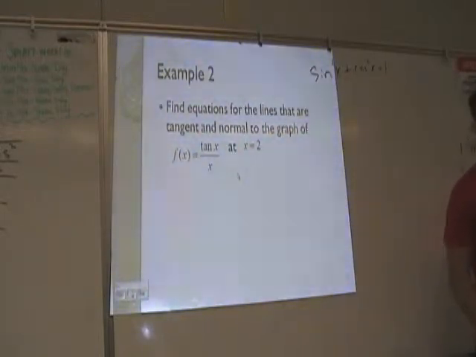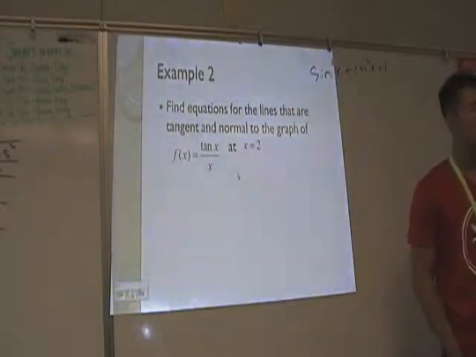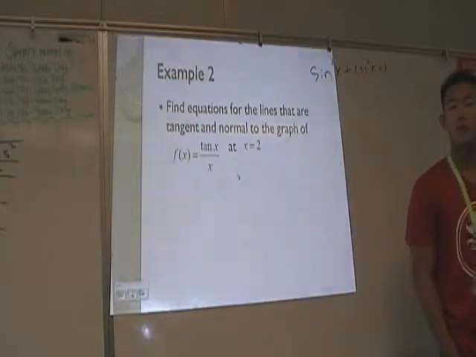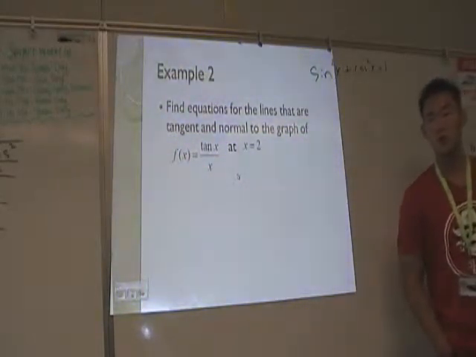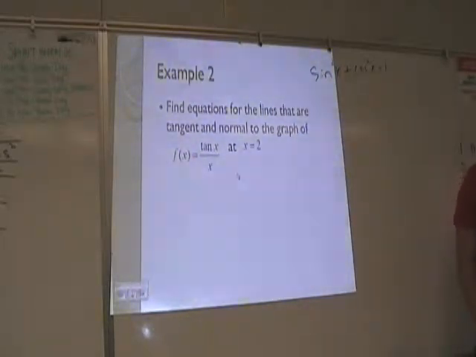Okay, so if we need to write equations for tangent lines and normal lines, what do we need? We need slope. Good. And what is slope? The derivative. Okay, so the derivative is the slope of something. Alright, so we need to find the derivative of tangent x over x. Go ahead and find the derivative of tangent x over x.